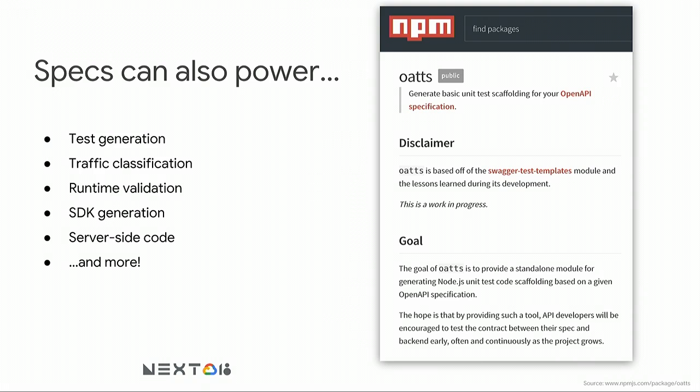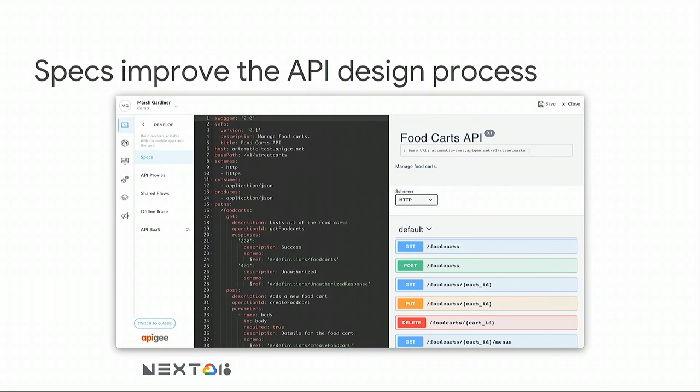You could use specifications to classify traffic at runtime or to validate payloads at runtime. I mentioned earlier generating SDKs for clients or to do server-side code. There's a lot that specs do. But given that this talks about API design and how OpenAPI influences it and its opinions, I want to really talk about this. So this is the spec editor in Apigee Edge, but you've probably seen lots of these out in the wild.